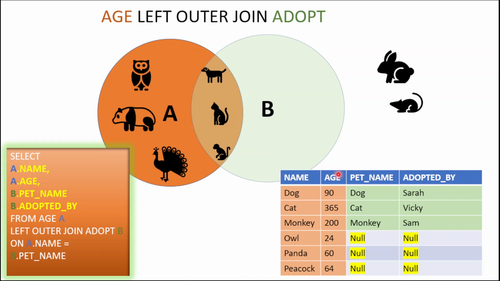And very interestingly, since this is a left join, everything from the left table is included, including the dog, cat and monkey, which are common in both the tables. Hence, you see the information about the pet name and who adapted them for all these three animals. But you see null for owl, panda and peacock, because owl, panda and peacock are not present in the table B.